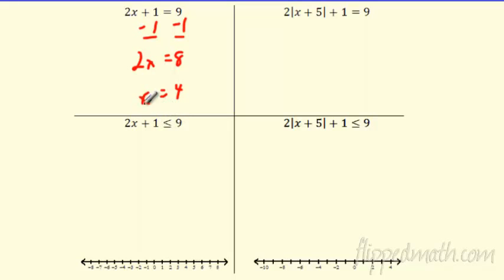What happens when we throw the inequality in there? Remember, we got this inequality right here, the less than, greater than sign. Nothing changes. It's the same rules. You follow the exact same rules. The difference is, instead of getting one answer, you're getting a whole solution set. So instead of x equaling 4, x is everything less than or equal to 4. We're going to have to graph these on a number line to show all possible solutions.